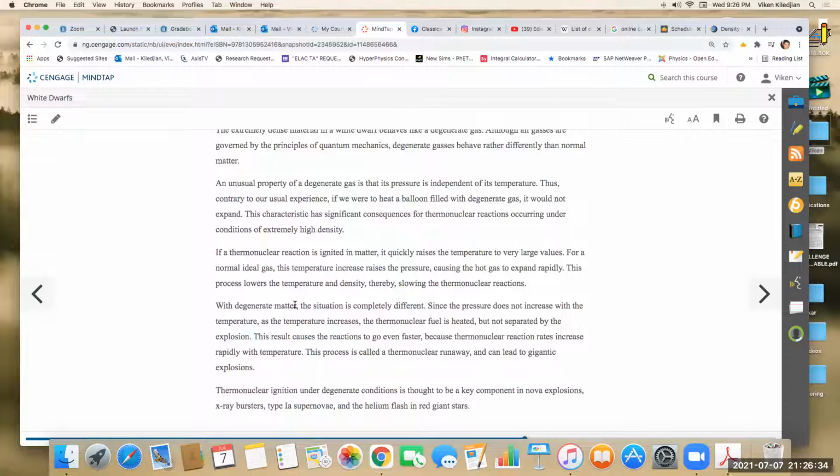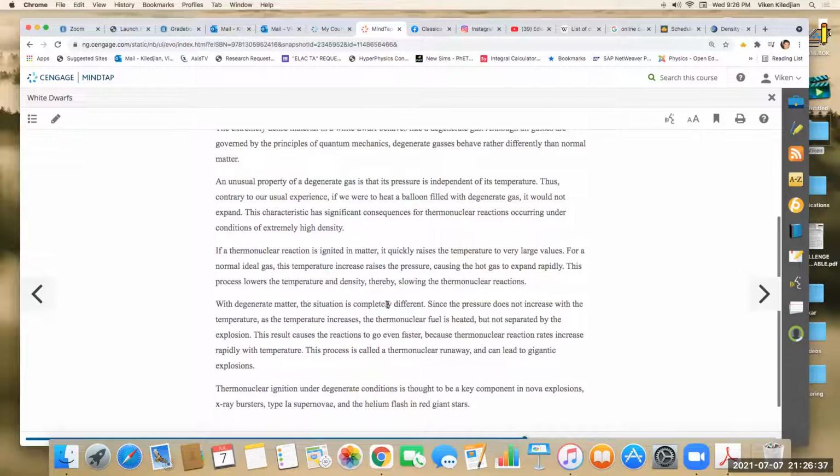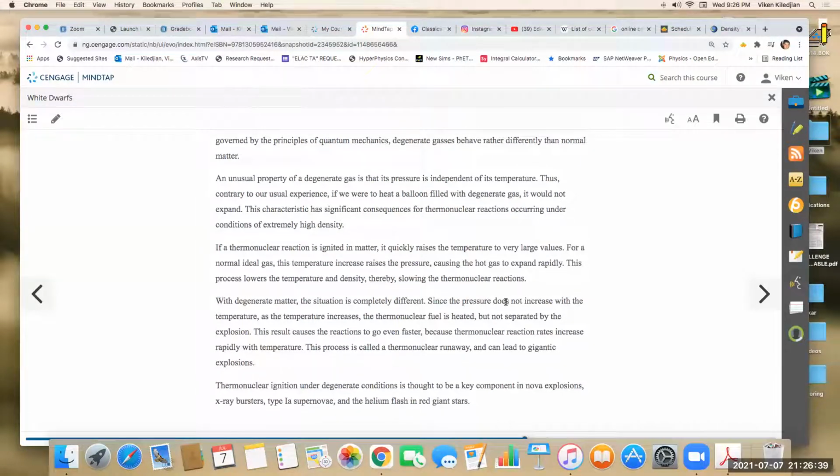Now with degenerate matter, look what happens. The situation is completely different. Since the pressure does not increase with the temperature, as the temperature increases, the thermonuclear fuel is heated, but not separated by the explosion. This result causes the reactions to go even faster because thermonuclear reaction rates increase rapidly with temperature. This process is called thermonuclear runaway and can lead to gigantic explosions.